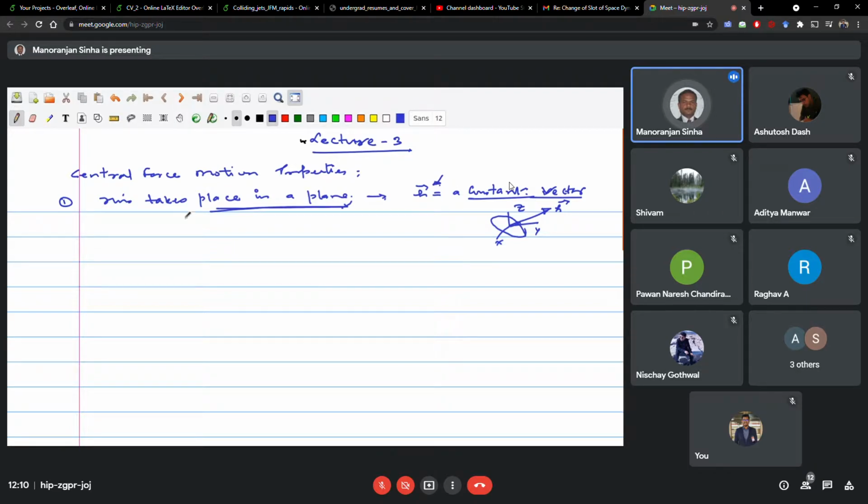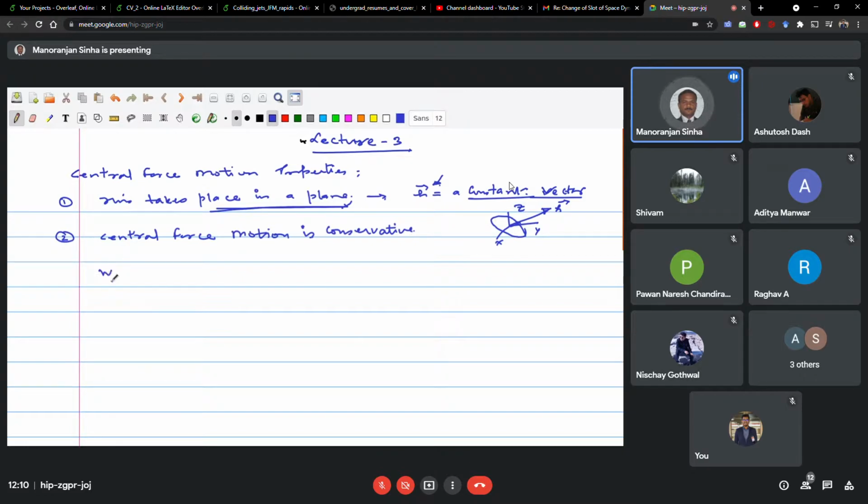Okay. So we have the second property that we looked into. It was that the central force motion is conservative. These results will be useful later on in solving problems. And this can be proved in multiple ways, and out of that we already started with the work method.